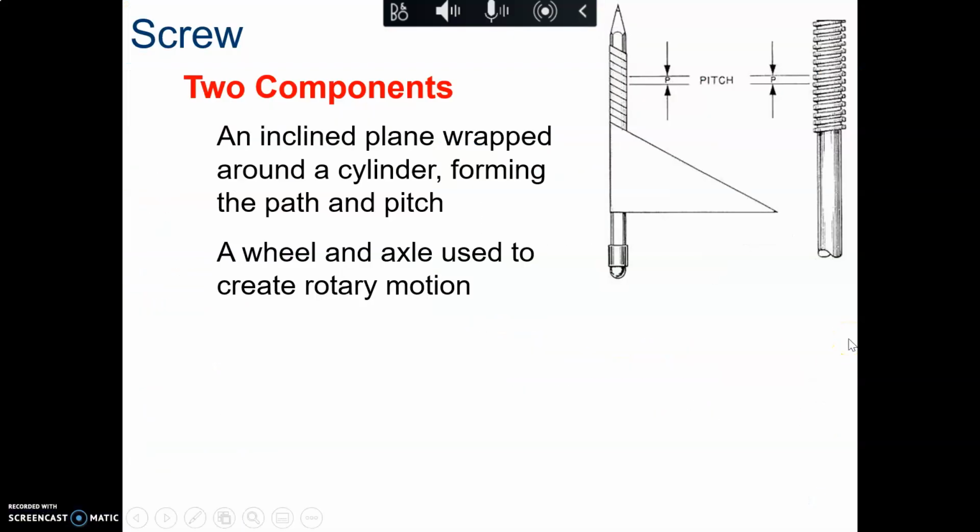So jumping down here to the screw. What we want to think about with the screw is that it's just made up of 2 components. If we unwrapped it, this visual shows us an inclined plane, as a piece of paper wrapped around a pencil. This is great. Our 2 components are an inclined plane and then a wheel and axle for that rotation. We'll talk about wheel and axle in a week or so.